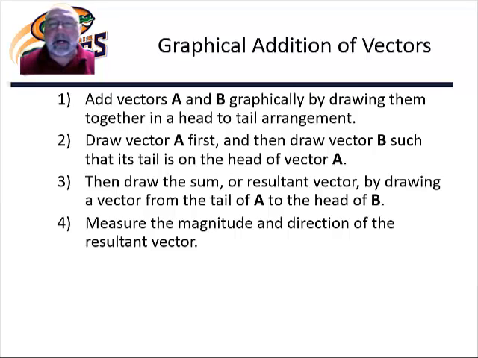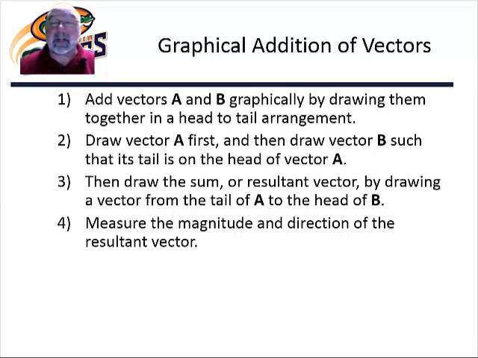Okay, so this is the process. I know we've been doing this in class a little bit, but I wanted to give you the formal process. We're going to add the vectors, vector A and vector B, and I know they're vectors reading the text because they're bolded. So we're going to add vectors A and B graphically by drawing them together in a head-to-tail or tip-to-tail arrangement. We're going to draw vector A first, then we're going to draw vector B such that its tail is on the head of vector A.